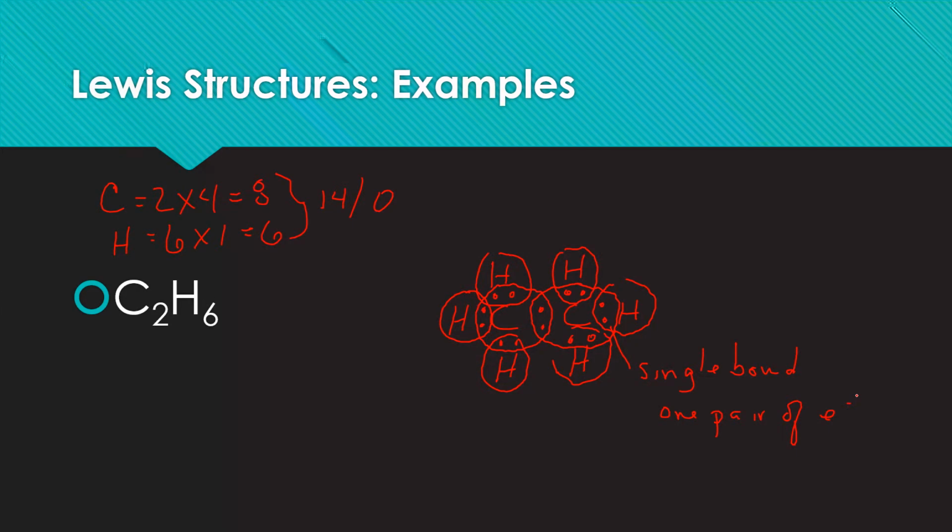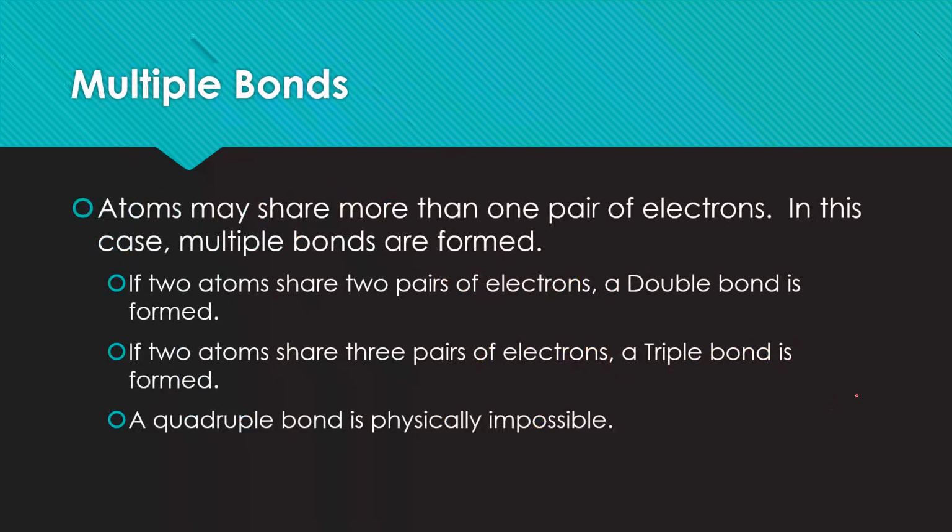But if I have multiple pairs of electrons, they only come in pairs, then I'm going to have a multiple bond, either a double bond where I have 2 pairs, or a triple bond where I have 3 pairs. So when the 2 atoms share and they have 2 pairs of electrons, or a total of 4, that's called a double bond. And if the 2 atoms that share have a total of 3 pairs, that's going to be a triple bond. And a quadruple bond is not possible. Come to AP Chem to understand why that's the case.